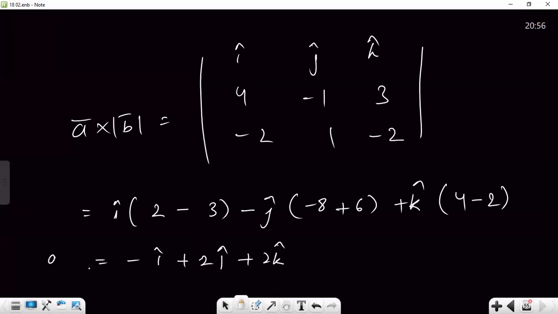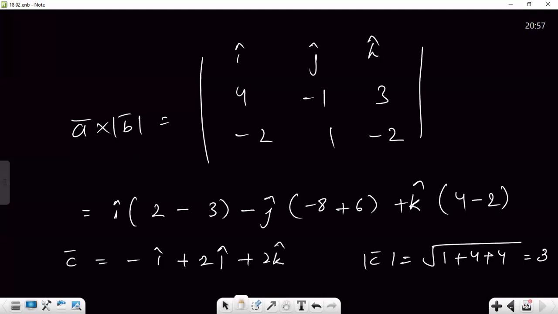That is A cross B vector. We were calling this vector C. Let's find out its magnitude. That will be minus 1 whole square is 1, plus 2 whole square 4, 2 square 4. So 4, 4, 8, 8 and 1 is 9. So magnitude comes out as 3. The magnitude comes out as plus minus 3. Okay, but magnitude is always positive, so let's call this plus 3 only. Magnitude is 3. Vector C is this.